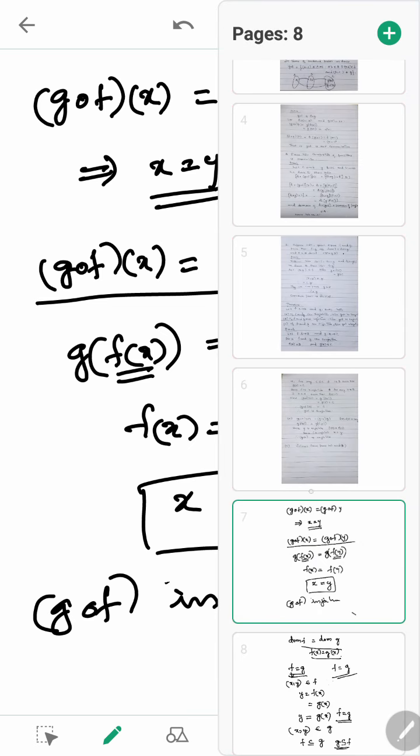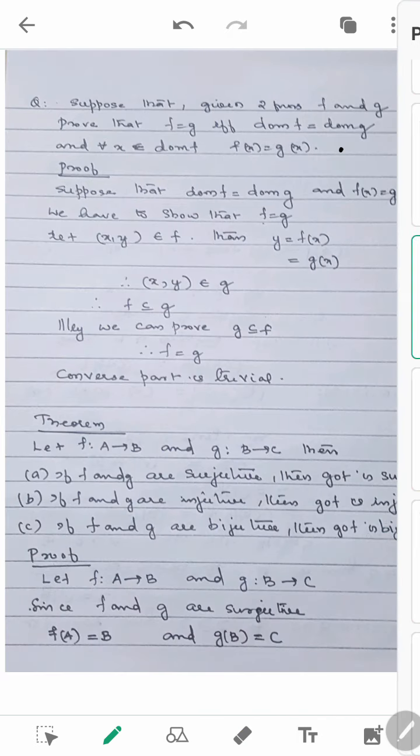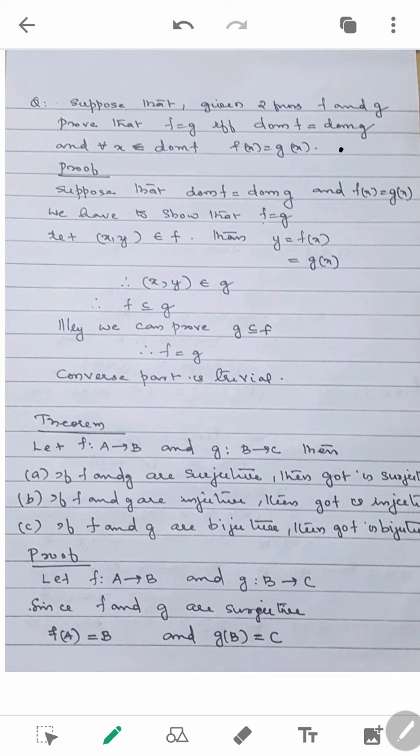What is the next one we have to prove? If f and g are bijective, then g composition f is bijective. What is bijective? Surjective and injective. We already proved that g composition f is surjective and g composition f is injective. Therefore, g composition f is bijective.